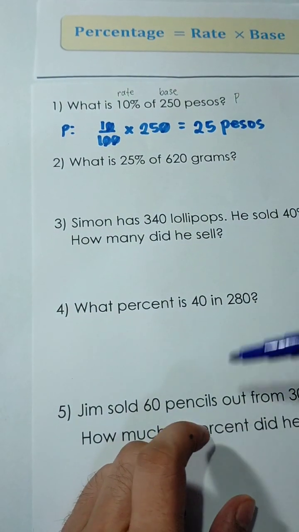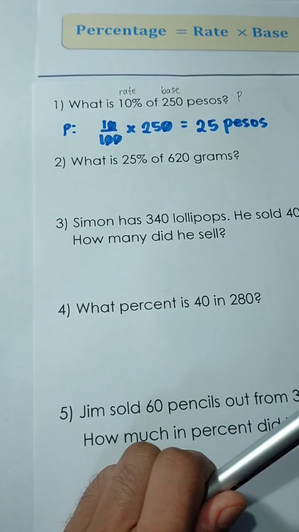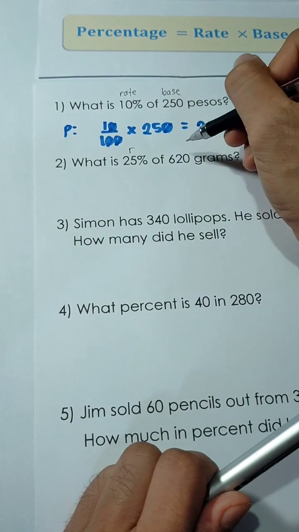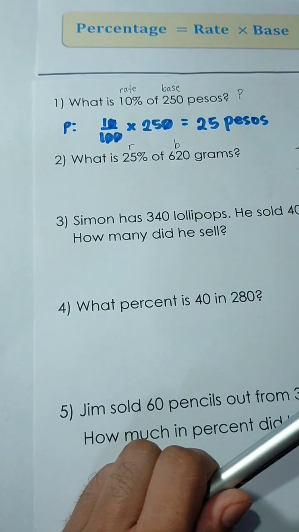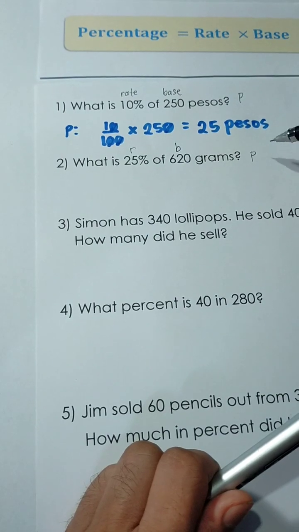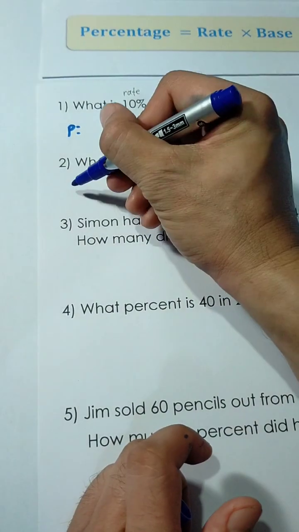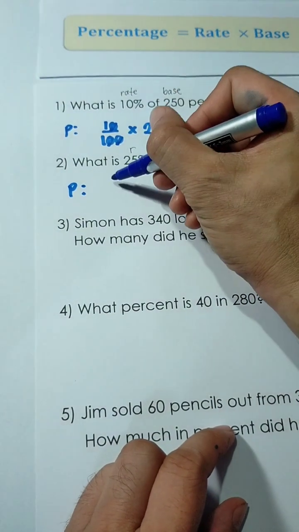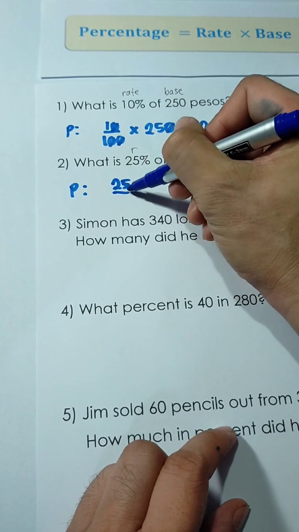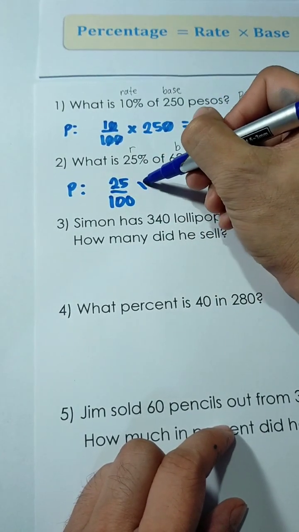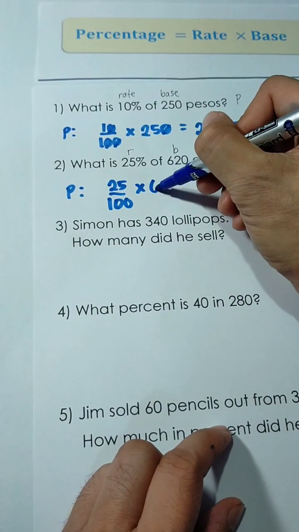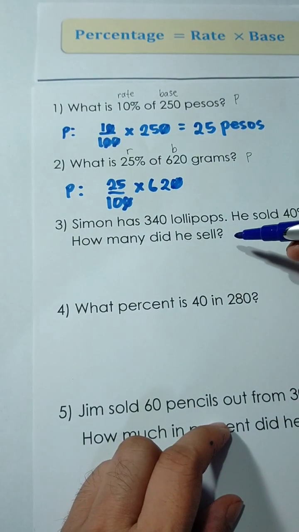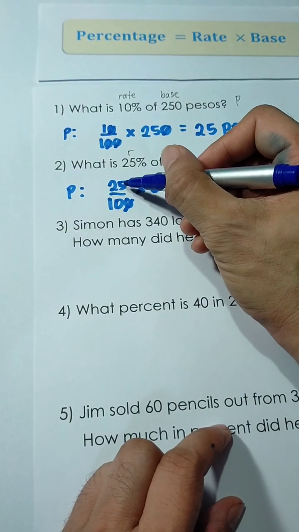Number 2, 25%, that is our rate. 620 grams, that is our base. And of course, in this problem, we're looking for the percentage. So the percentage is the rate, which is 25 out of 100, times the base. We pair the zeros, and then we can still divide.